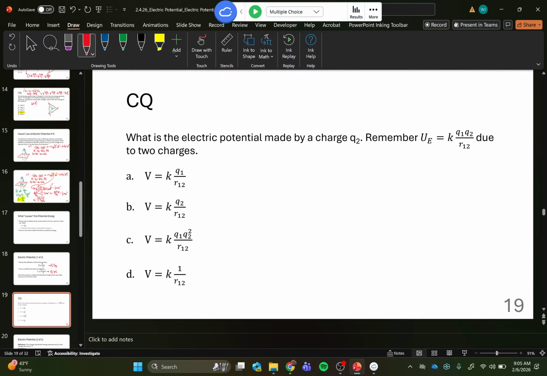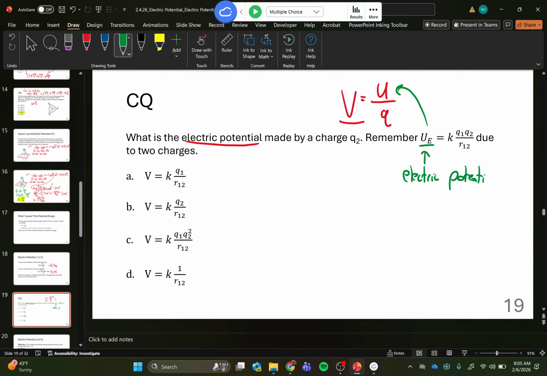What is the electric potential made by a charge Q2? Remember that electric potential energy is K Q1 Q2 over R12. And then you're going to use the expression I just gave you, V equals U over Q. Electric potential, boom. Electric potential energy. They are not the same thing.